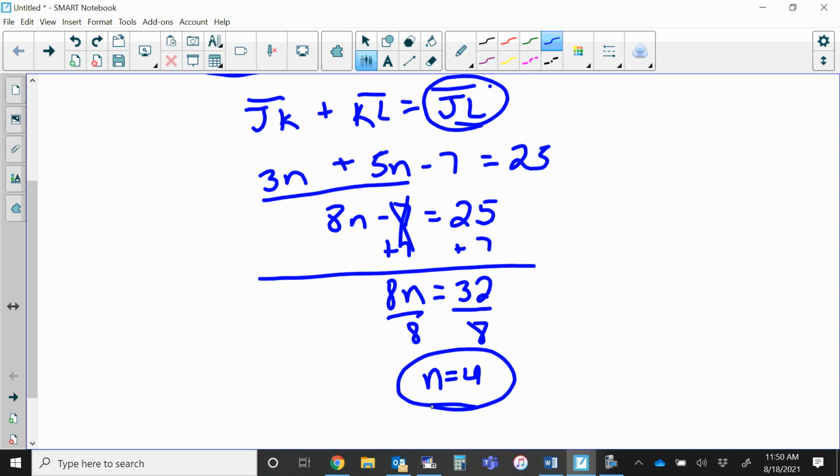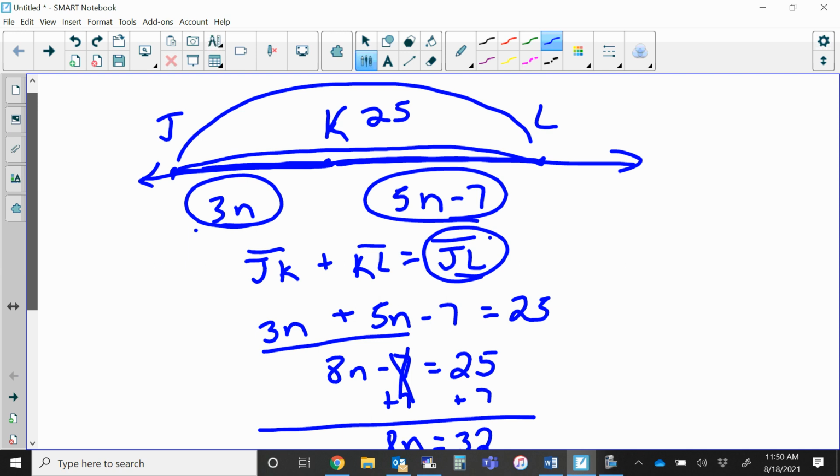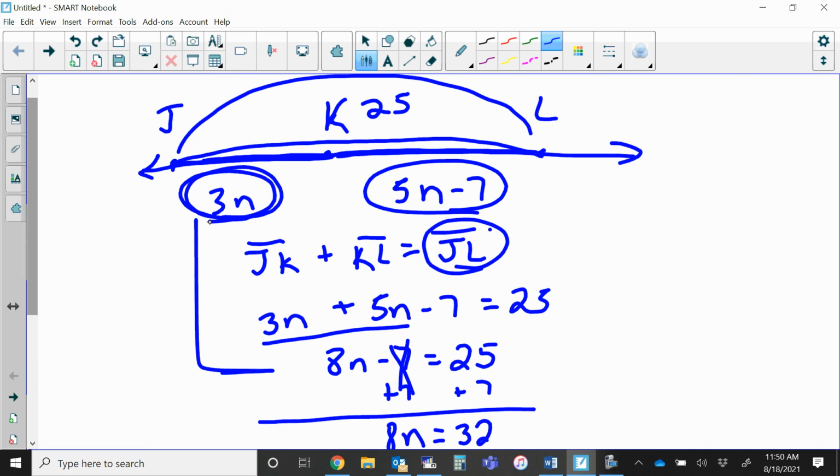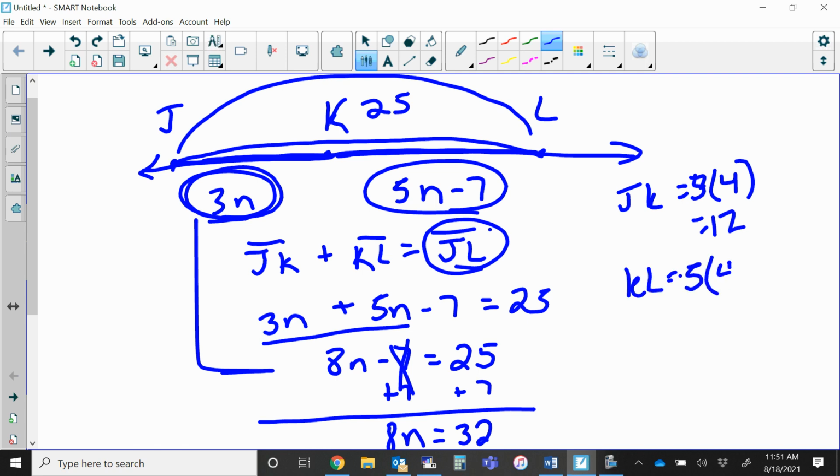What did part B ask you to do? Find the length of this, right? Well, you plug in 4, what do you get for JK? Because you do 3 times 4, which equals 12. You do KL, which is 5 times, plug in with parentheses, 4 minus 7. This is 20. 20 minus 7 is 13. So there's your 2 answers.